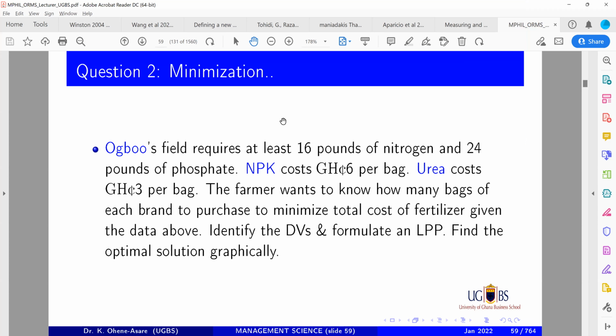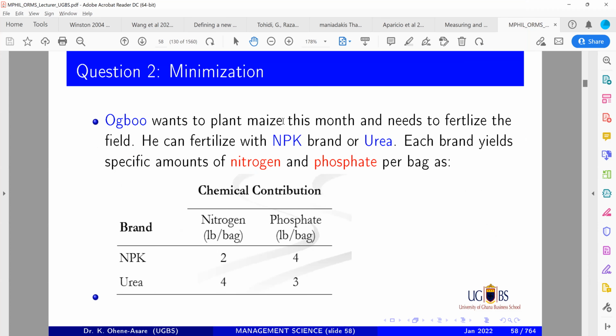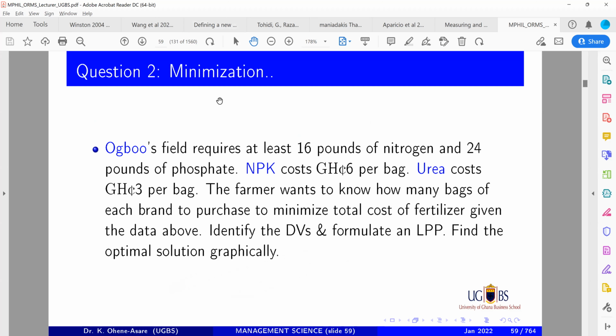Okay. Now, what is in the sentence that tells you that you are going to do a minimization, not a maximization? There's something in the question that gives you the clue. What is it? Yes, Francis. I think it says both fields require at least. I think the use of the phrase at least gives the idea of looking for the least combination of inputs.